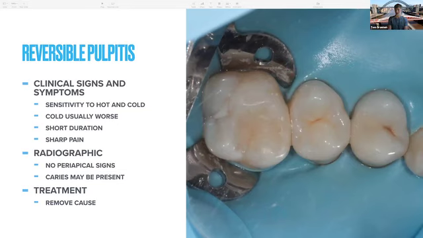So doing a lot of endo, I do most things under a dam, which I'm sure most people do now, especially with these COVID issues. But it's just finding out that cause, and say reversible pulpitis. The key thing is it's short duration, it's a short pain, it's not always well isolated to a single tooth, but that's when we're looking and checking for these things.